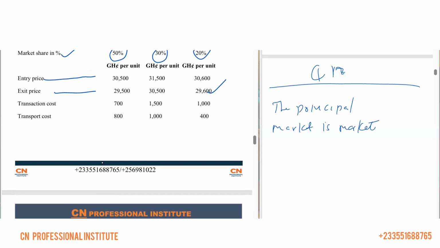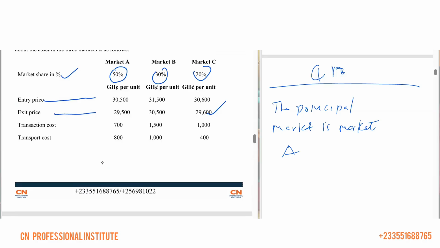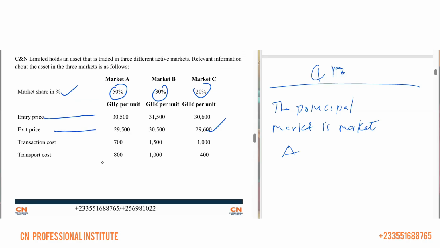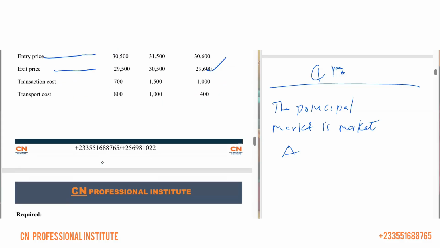Market, yes, we said it's market what? Market A. Why is it market A? Because it has the highest share. Market A has the highest share, so about 50% of the total product can be sold in market A. You see, for the principal market, we look at the total quantity that can be sold in that market. So 50% can be sold in market A, and therefore market A is the principal market. We identify the principal market.